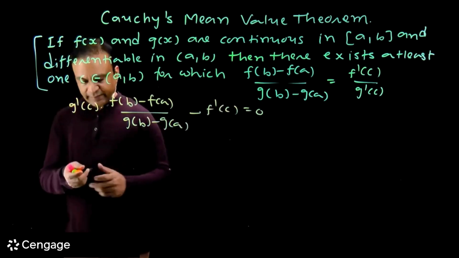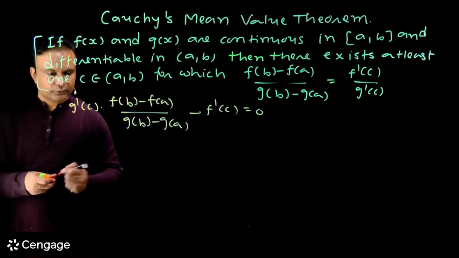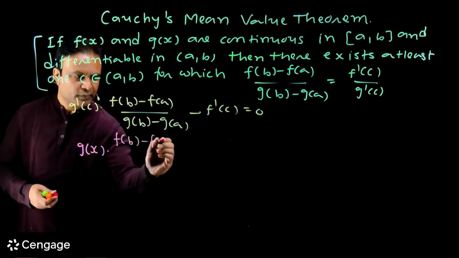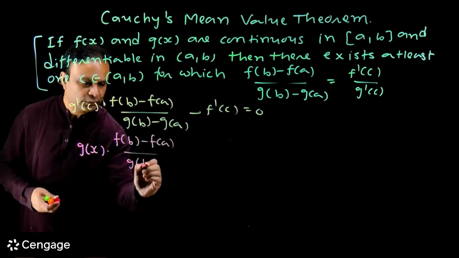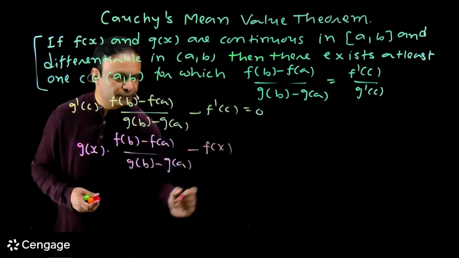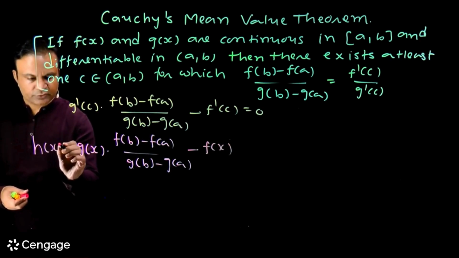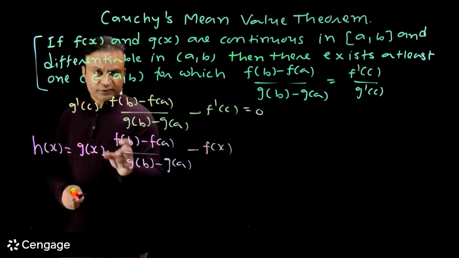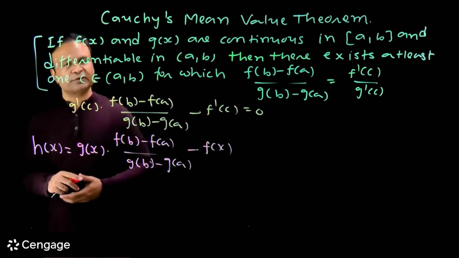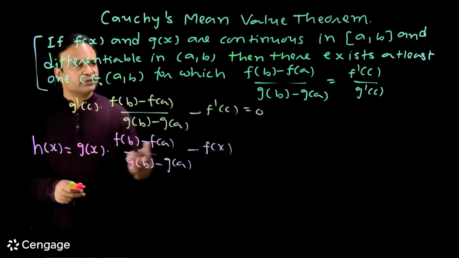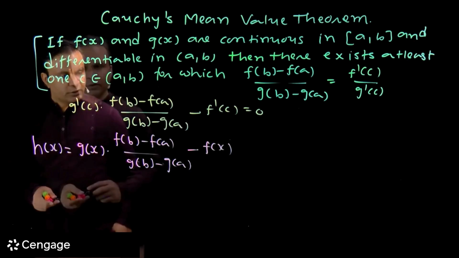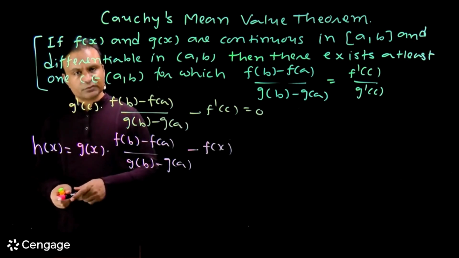And now this is the derivative of the function g(x) multiplied by (f(b) minus f(a)) upon (g(b) minus g(a)) minus f(x). So we consider this function, suppose this is function h(x). Now on this function we will be using Rolle's theorem, but for that it must satisfy the conditions of Rolle's theorem. It is given that f(x) and g(x) are continuous and differentiable, so this function is also continuous and differentiable. Moreover, the values of h(a) and h(b) must be equal.